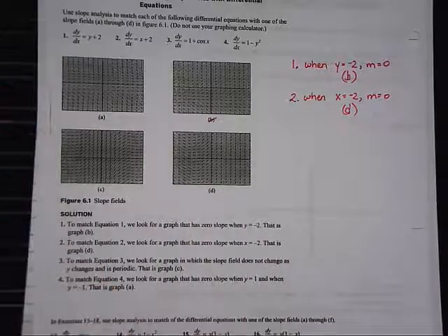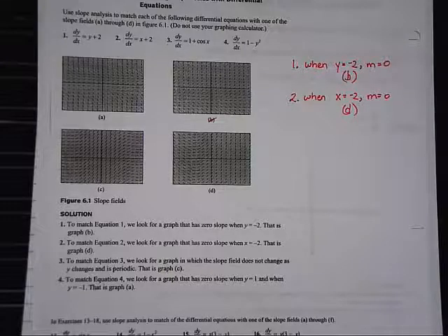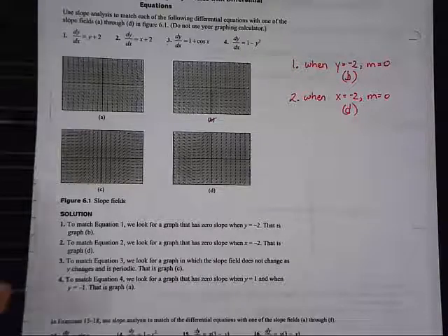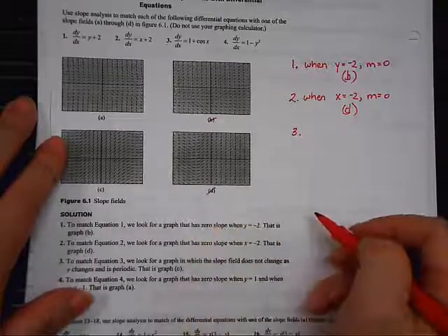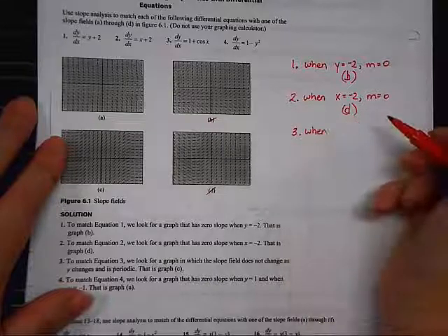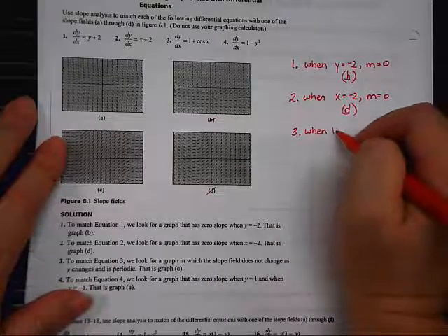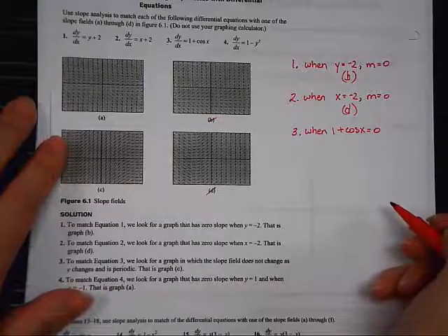X equals -2, remember, is a vertical line. So you used to have a vertical line full of flat little slope ticks. Number 3. Now you may not be able to do this one in your head. Let's do the math. 1 plus cosine of x equals 0. We want it to equal 0. So how do you solve that?